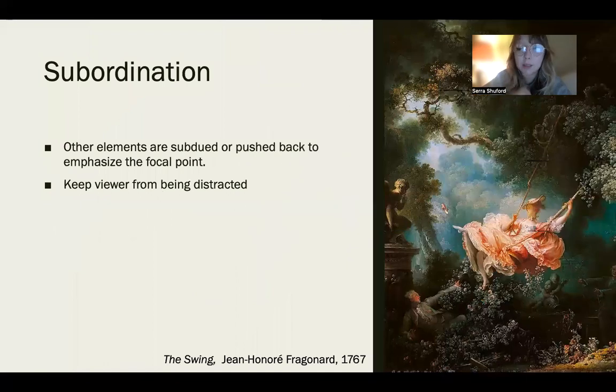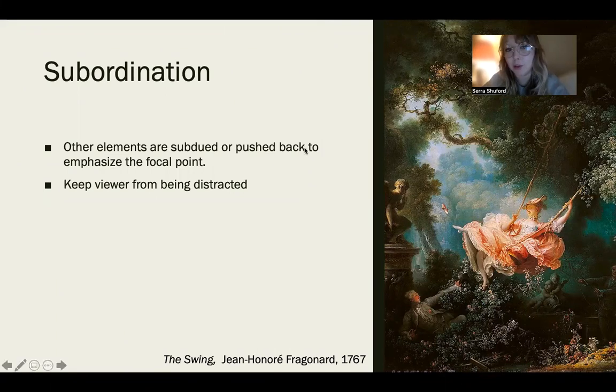And then subordination, other elements are subdued or pushed back to emphasize the focal point and keep viewers from being too distracted. So this is a great example of the use of subordination and emphasis being used. So we've got contrasting colors of this pinky red and this greenish blue that's in the background here. It's pulling each other apart, literally. The farther away from the colors that you get on the color wheel, the more emphasis that will be created.